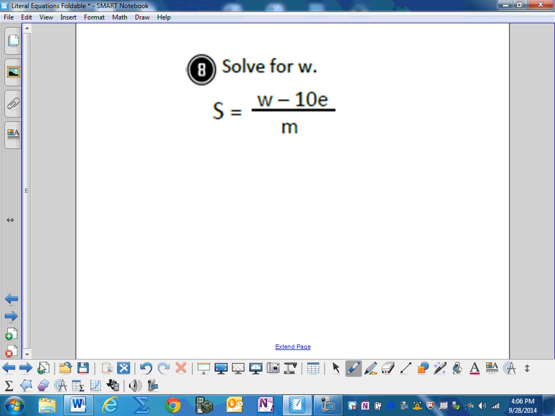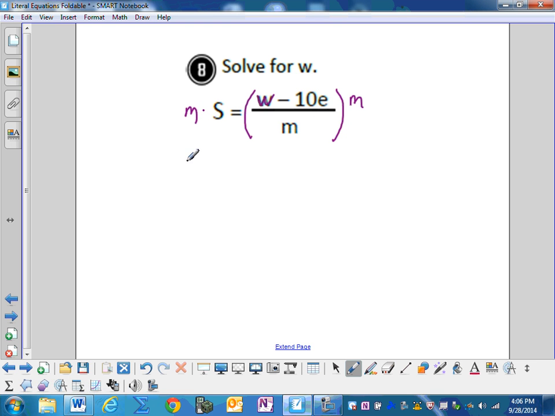And number 8, solve for W. So go ahead and do that. Solve for W. So I have S equals W minus 10E divided by M. So I'm going to multiply by M.